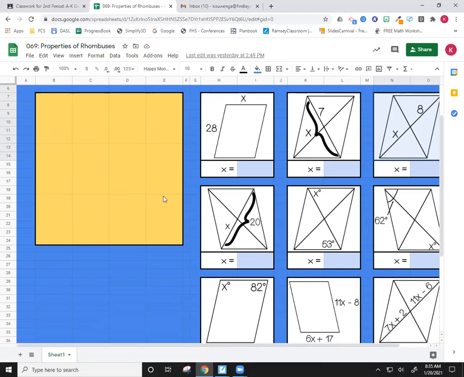What I want you to do is go ahead and start working on this. That way, if you have questions, I can help you. When you're done, you can leave, but you need to work on this first. All right, go ahead and get started.